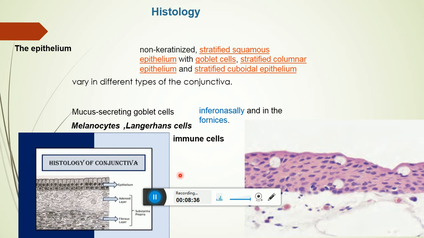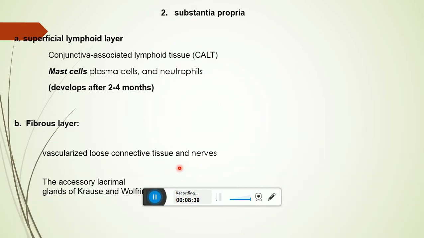The next layer is substantia propria or conjunctival submucosa. It consists of a superficial lymphoid layer and a deeper fibrous layer. The conjunctival epithelium rests on a connective tissue layer called the substantia propria.